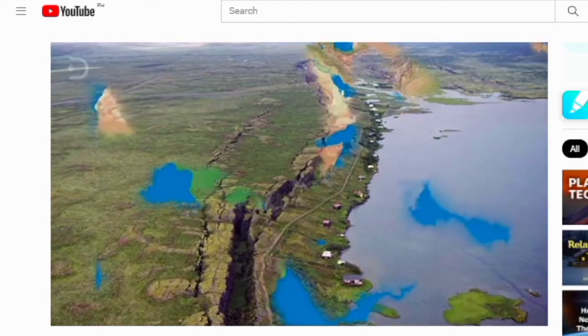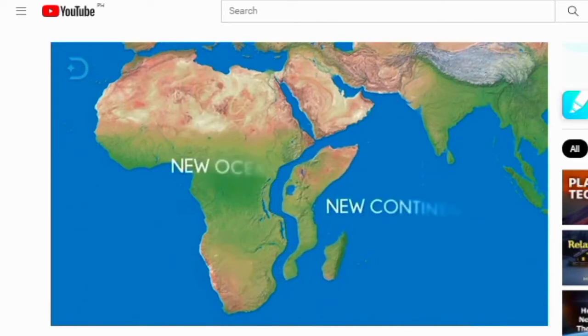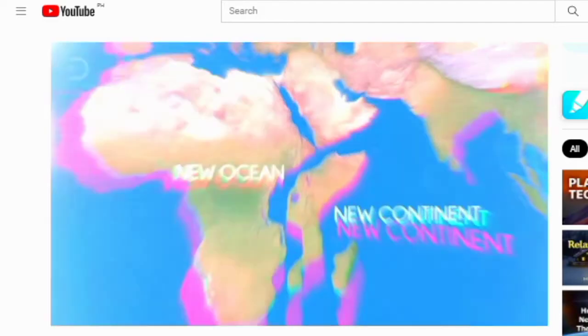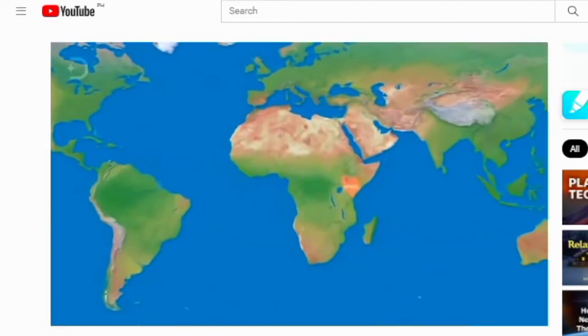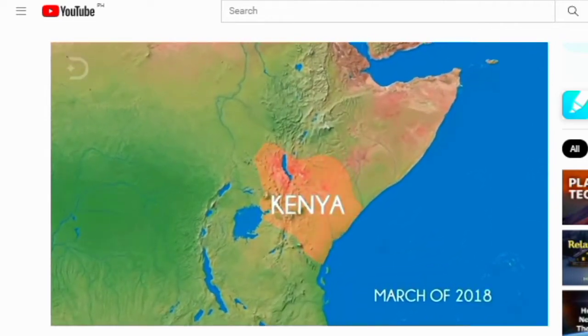It will pull apart and sink down deeper and deeper until eventually parts of southern Ethiopia and Somalia will drift off, creating a new island, and the Earth will have a smaller Africa. This is not the only time that cracks have opened in the surface of the Earth's crust overnight. In March of 2018, another huge crack opened in Kenya's Rift Valley.